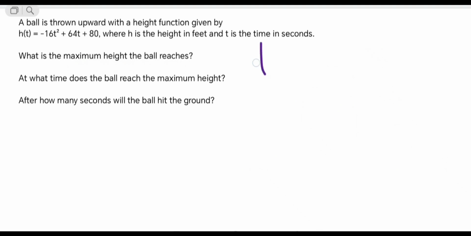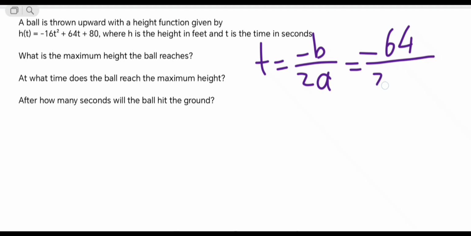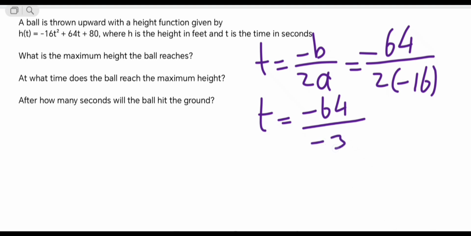t equals minus b over 2a, which is equal to minus b, b is 64, over 2 times a, a is minus 16. So t equals minus 64 over minus 32, which is 64 divided by 32, which is equal to 2. So we found the value of t, the x. This will give us the value of y, which is the height.